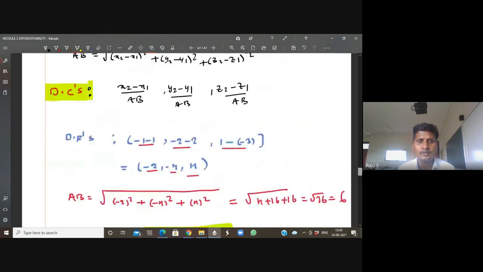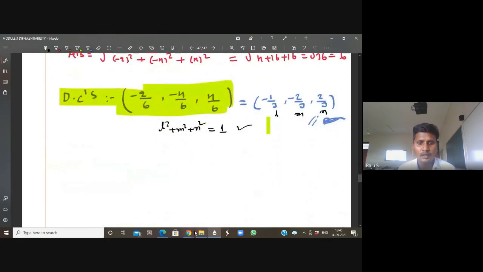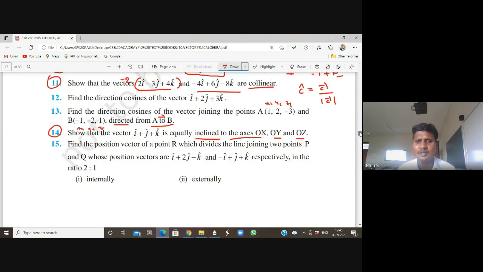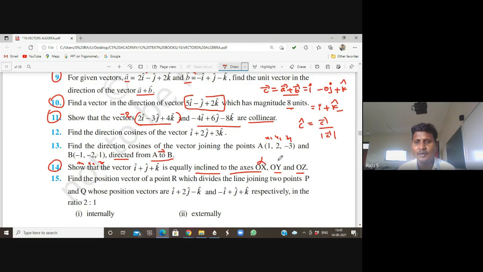Any doubts, students? Now coming to the next question. Show that the vector i plus j plus k is equally inclined to the axes OX, OY, OZ. So what is the question they are asking? Alpha for OX, beta for OY, gamma for OZ. Now we have to show that alpha is equal to beta is equal to gamma. That's it.